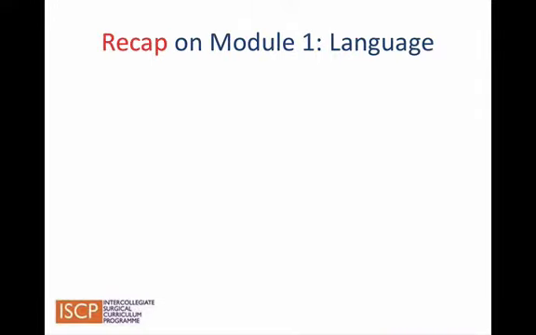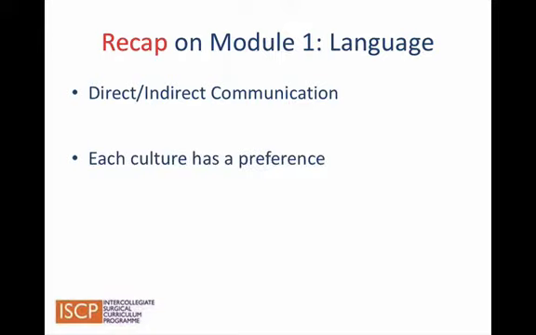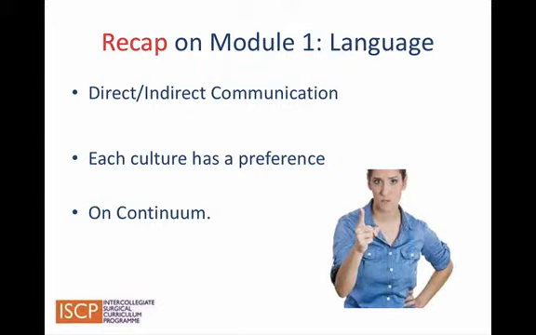Now, a brief recap on Module 1. Our language style is largely determined by our cultural background. Each culture has a preference for direct or indirect language. Each culture could be placed somewhere along the language continuum. It's important to be aware of this, so that if somebody speaks to you in a direct, abrupt manner, the underlying intention may not be one of offensiveness. It may merely indicate that person's cultural background.